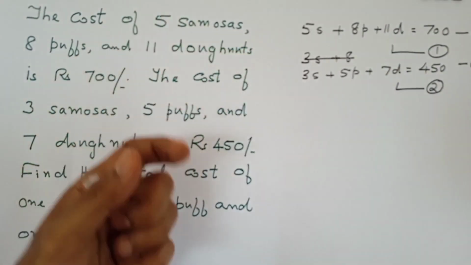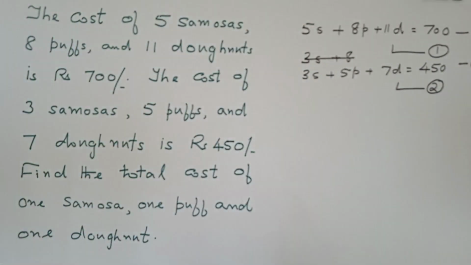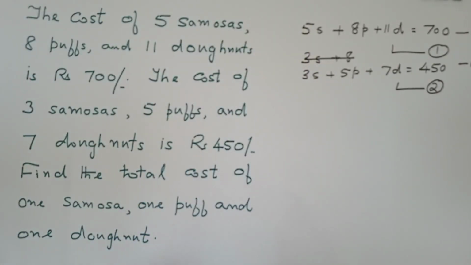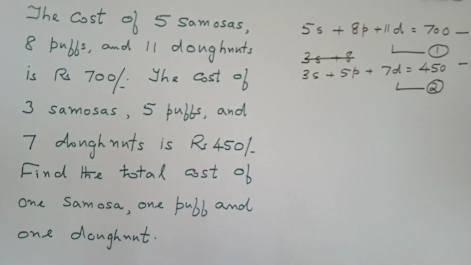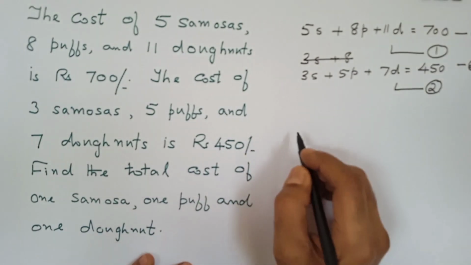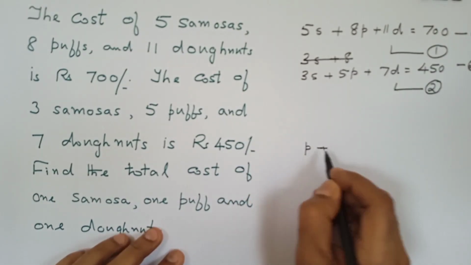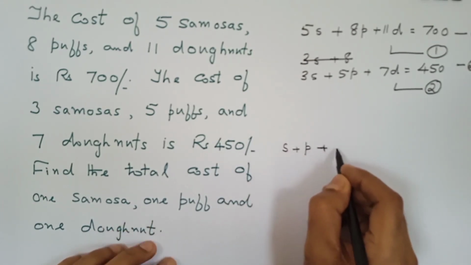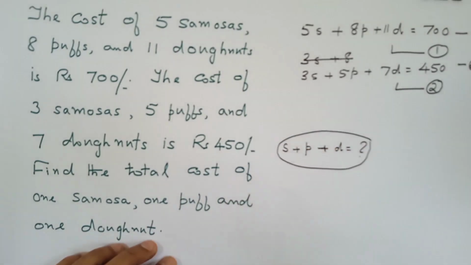Now, like in the previous case, you have 2 equations but 3 variables. Can we form one more equation? But you don't have enough additional data to help us frame one more equation. So you have to make do with 2 equations for 3 variables. Here also, what are we asked to find out? We are finding out the total cost of 1 samosa, 1 puff and 1 donut. This is what you're asked to find out.